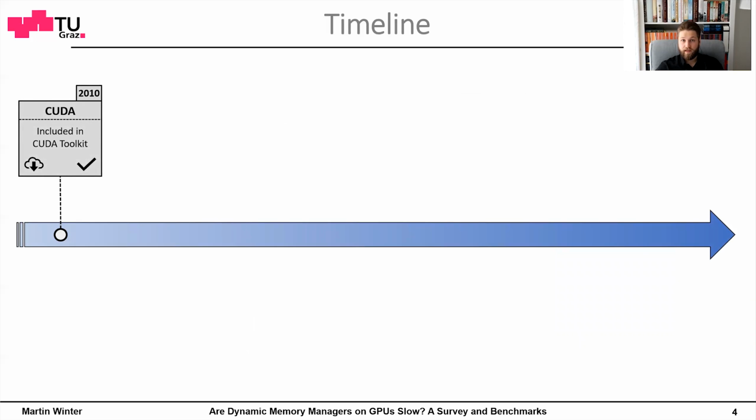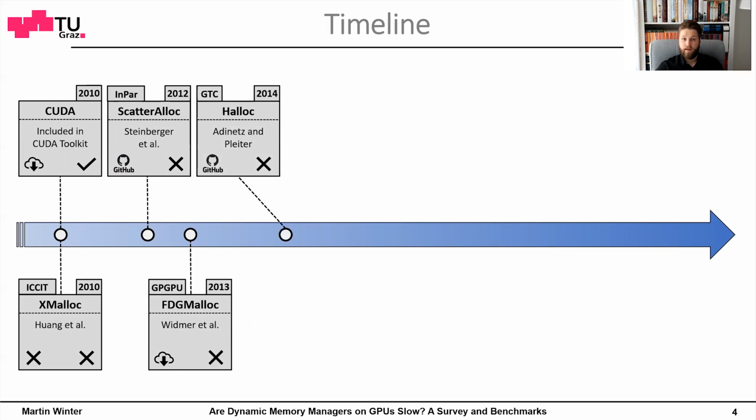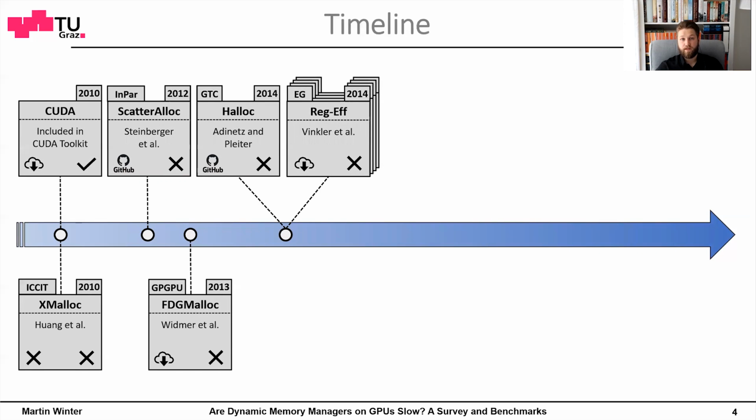Nvidia introduced their allocate interface already in 2010, in the same year that X-Malloc by Huang and colleagues was introduced. This was followed by ScatterAlloc in 2012 by Steinberger and colleagues, and FDGMalloc in 2013 by Widmer and colleagues. 2014 saw 3 releases: Halloc by Adinetz and Pleiter, Winkler and colleagues with a register-efficient memory allocator on GPUs and 4 variants of their allocator, and Spliet and colleagues with KMA, an allocator for OpenCL.